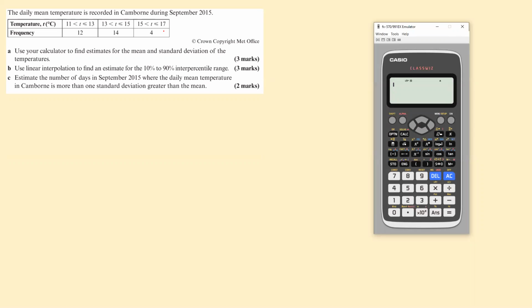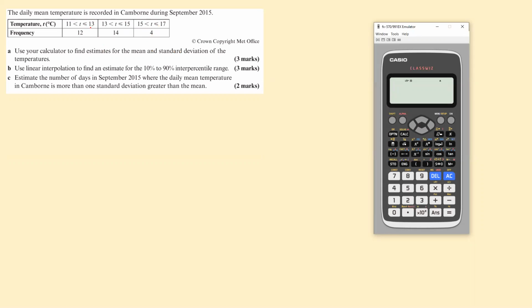So the daily mean temperature is recorded in Camborne during September 2015, and the results are shown in this table. So we've got the temperature between 11 and 13, 12 days were recorded at that particular temperature. Between 13 and 15 degrees, 14 days were recorded at that, and between 15 and 17, 4 days at that particular temperature. So keep in mind, this is continuous because it's temperature.